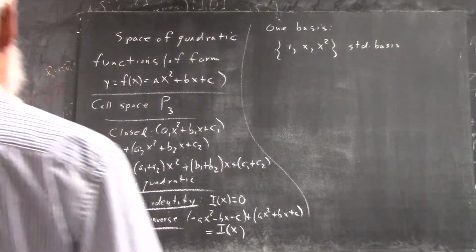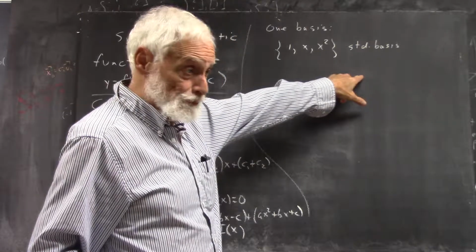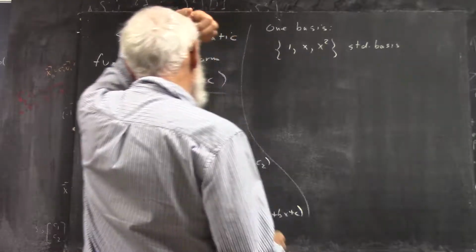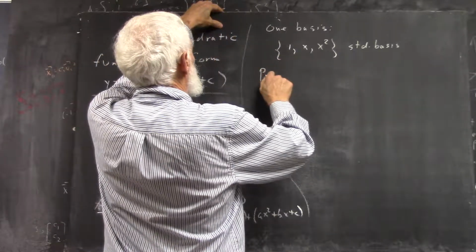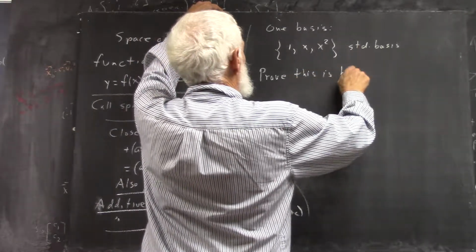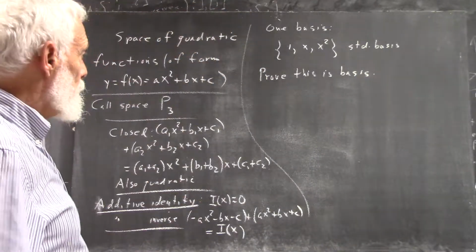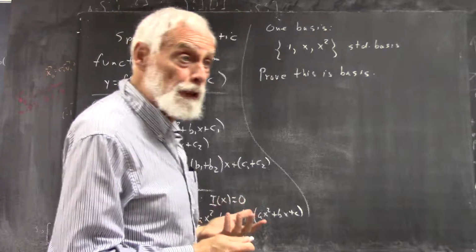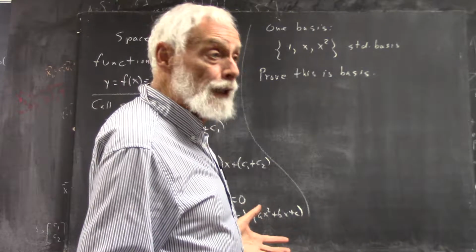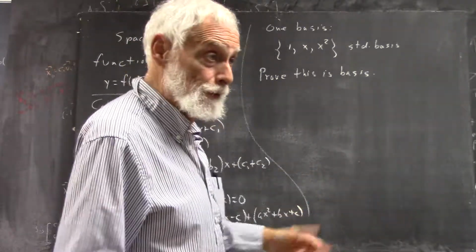Okay, if we want to talk about the dimension, we'd better come up with a basis. Well, here's a basis. Now, can we prove it's a basis? Okay, now, is it linearly independent and does it span? Those are the only questions you have to answer to prove it's a basis. If it's linearly independent and it spans a space, it's a basis.